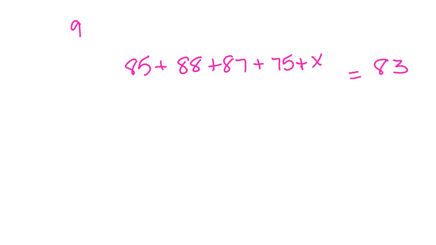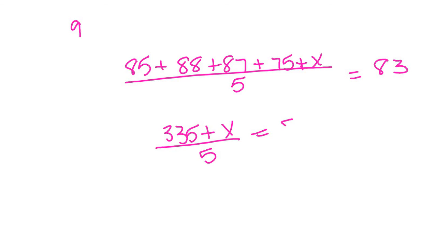All right, so number 9. They are telling me that Claire scored 85, 88, 87, and 75 on her tests, and what is the minimum that she needs to score on her fifth one for her average to be an 83? So in order for me to find an average, I'm essentially going to add her 5 scores, whatever her fifth one is, and divide by 5. I can use a proportion to solve this question. First I can simplify a little bit by adding 85 and 88 and 87 and 75. That's going to give me 335 plus x over 5 is equal to 83.